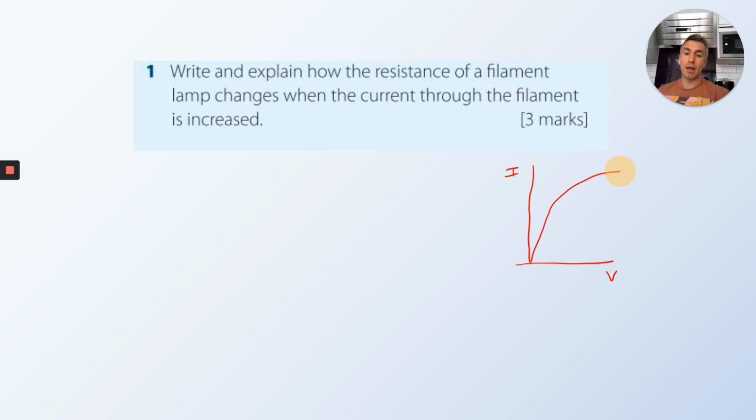So write and explain how the resistance of a filament lamp changes when the current increases. Look what's happening. This is the current increasing. Can you use that information? Check. Pause, answer the question.